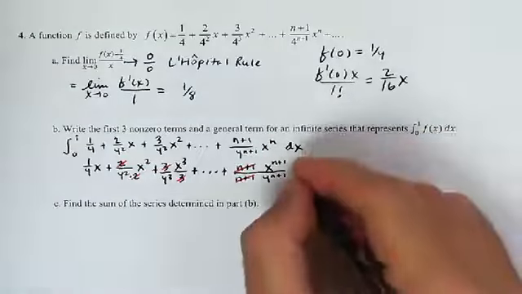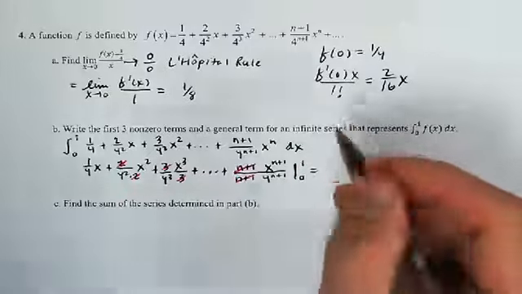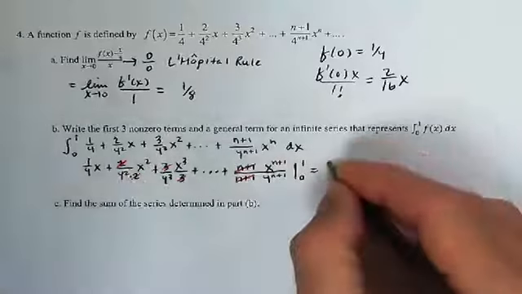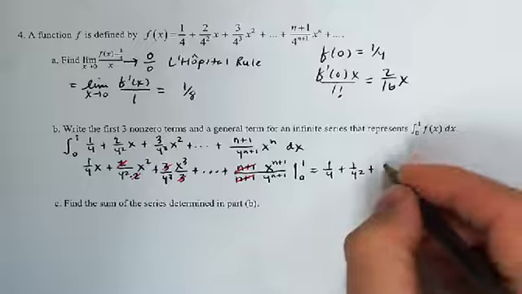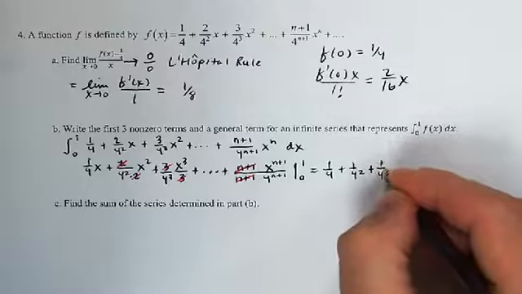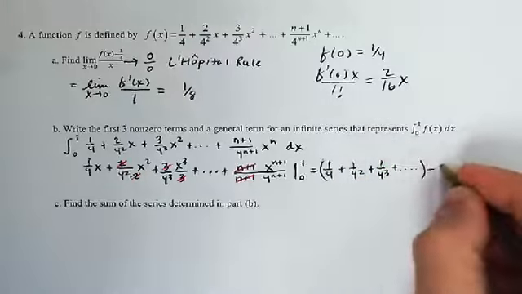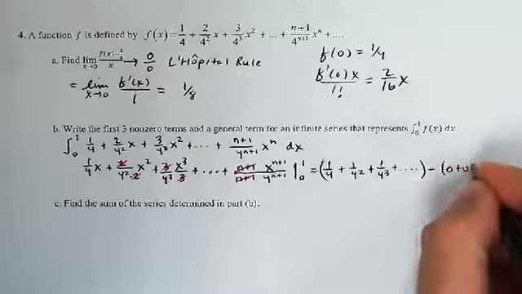We found an antiderivative. We're going to evaluate it over the interval 0 to 1. When I plug in 1, I'm going to get 1/4 plus 1 over 4 squared plus 1 over 4 to the third, and so on, minus, and when I plug in 0, I'm just going to have a bunch of zeros.